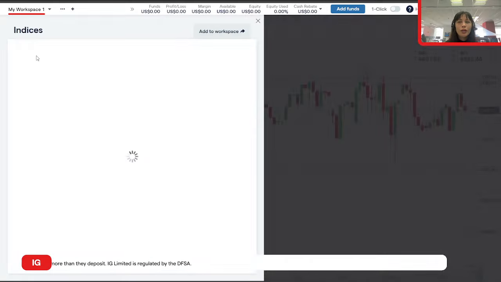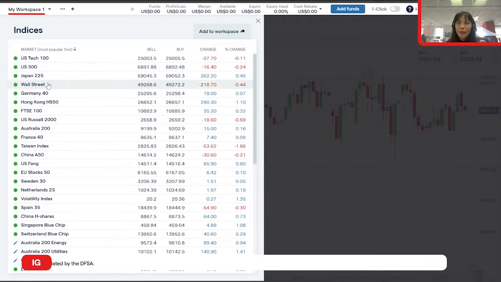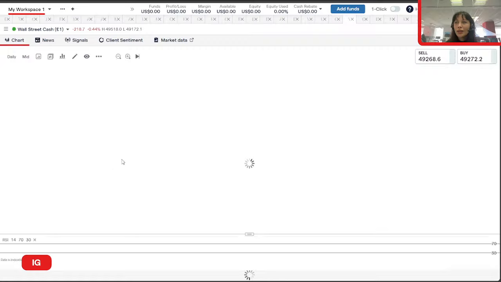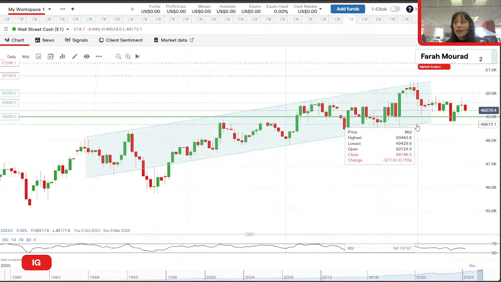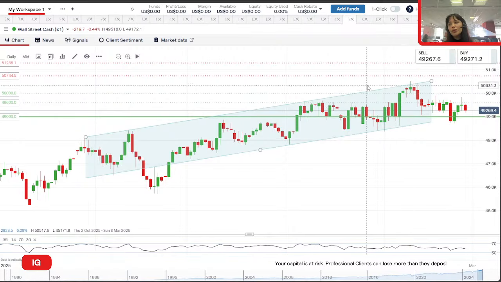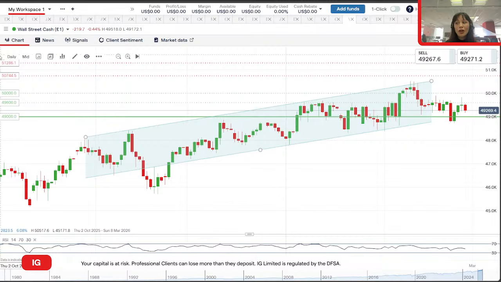for Nasdaq. But let me just show you briefly Wall Street, and you can see that Wall Street is still respecting the uptrend. So we're seeing a sideways movement, yes, but from a technical perspective, Wall Street is stronger. It has stronger bullish signs.